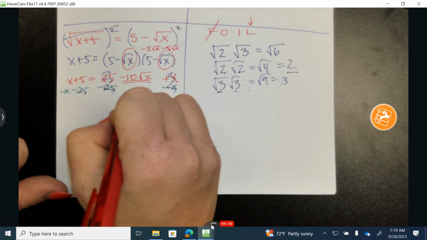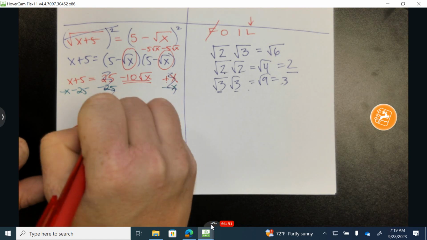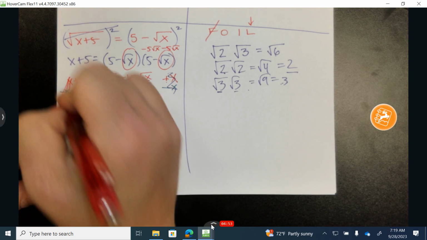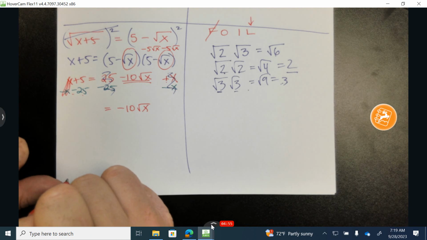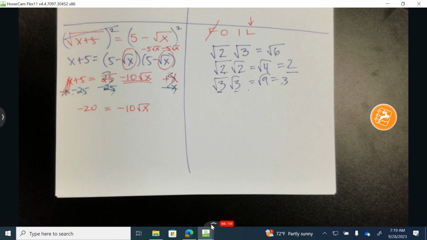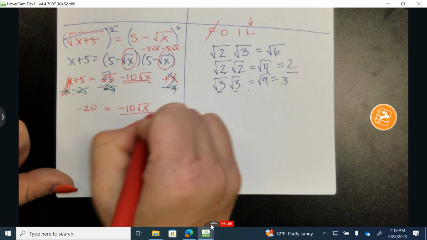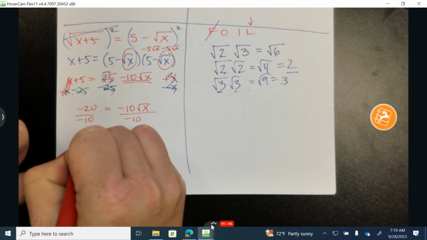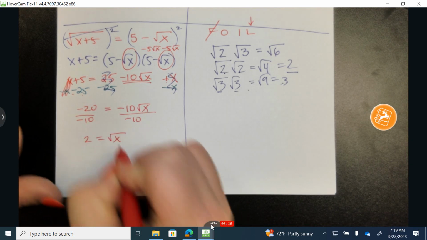And I'm left with negative 10 square root of x equals, now x minus x is 0, and negative 25 and positive 5 is negative 20. There's a couple different things we could do here. There's more than one way. I recognize that 20 and 10 easily divide, so I'm going to divide by negative 10, and I get 2 equals the square root of x.